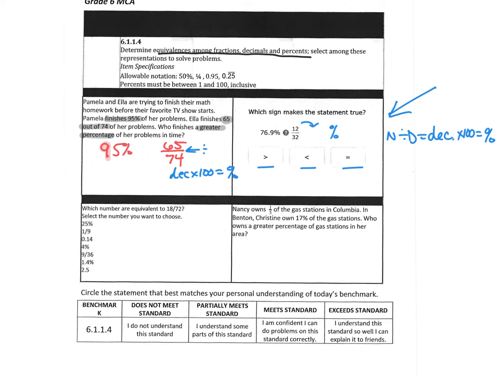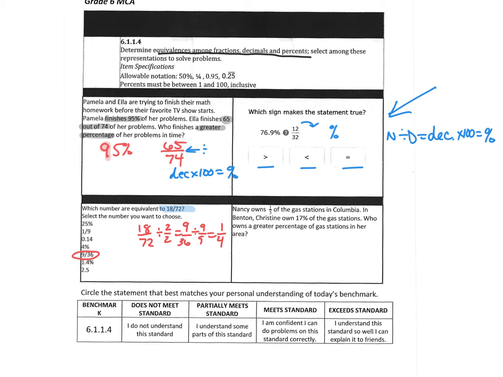On the bottom, which numbers are equivalent to 18 over 72? Select the ones that are true. So I know that we have different percents and fractions. So what I know is that 18 over 72 is not simplified. I see that they both share a factor of, well, I know for sure 2. So then I get 9 over 36. Those share a factor of 9. Oh, I see that one right there. Those share a factor of 9. So that's the same as 1/4.